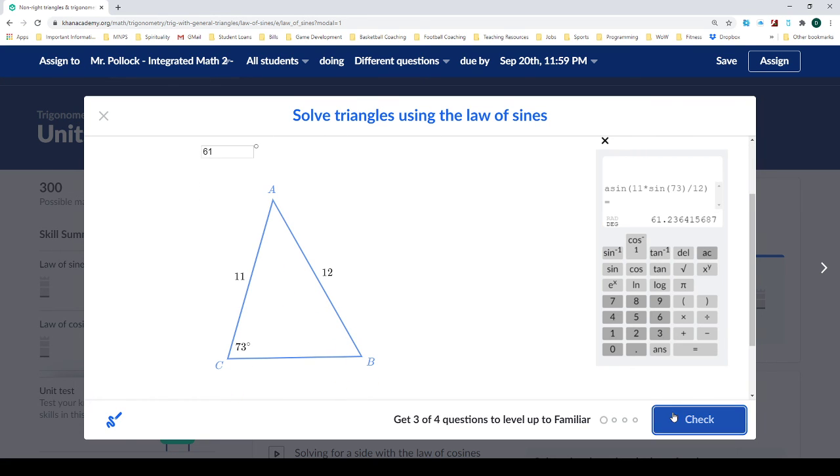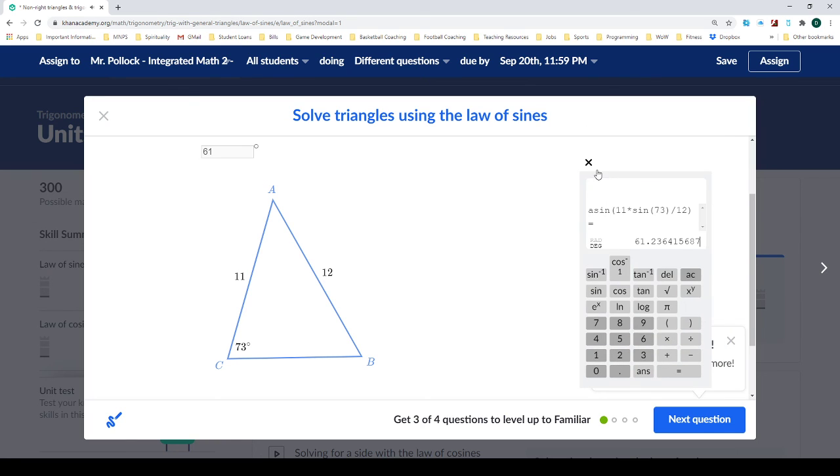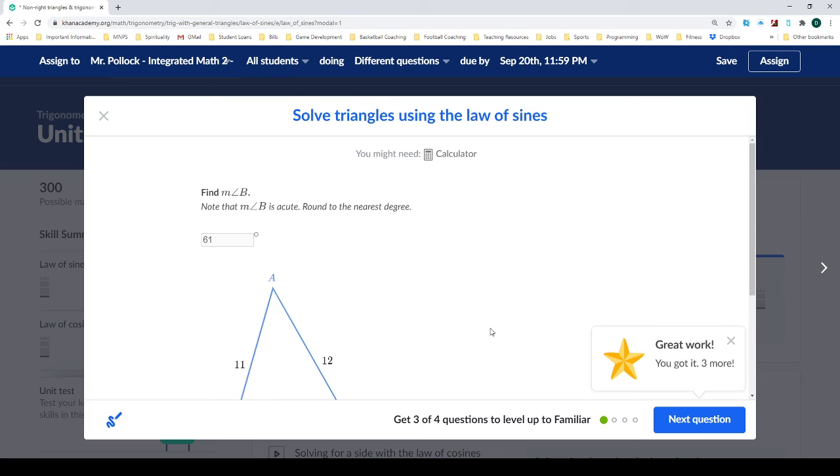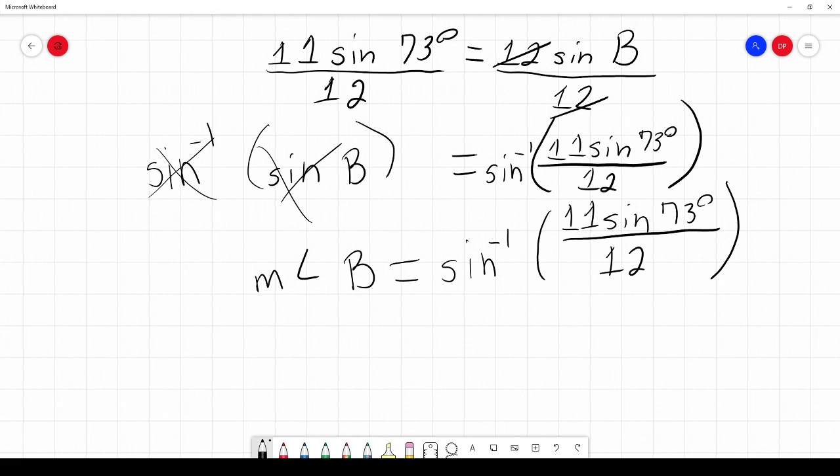So let's check it. And okay, we got it. Alright, so I think it's good that I definitely didn't put this due until next week, because let's go back to the whiteboard then, just to kind of review the steps we did here.